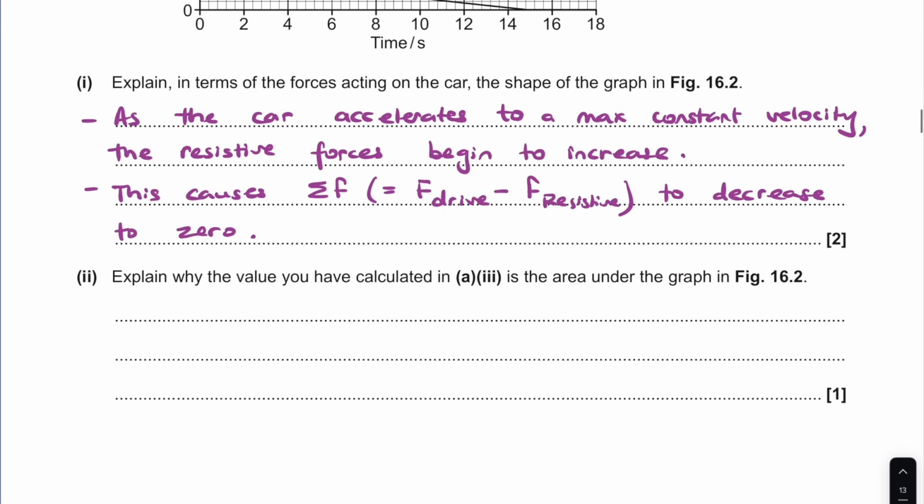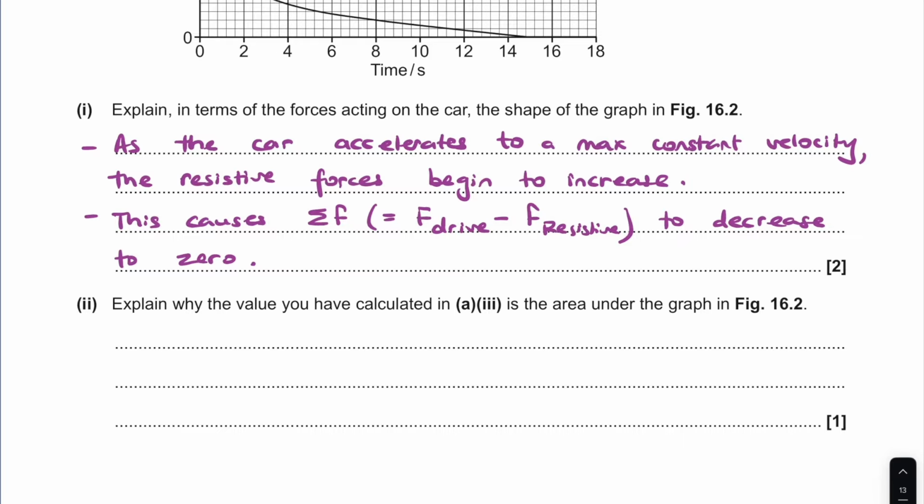Part II. Explain why the value you calculated in part A is the area under the graph in 16.2. So according to Newton's second law, change in momentum over change in time is equal to the net force. So F delta T is equal to delta P. That is why it's the area under the graph.